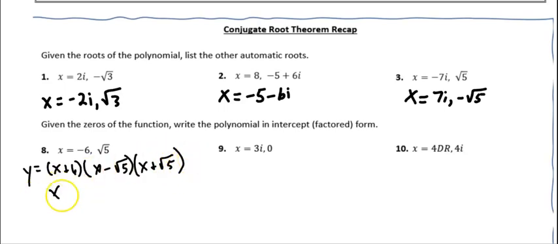So we're going to keep the x plus 6, but these complex roots, we're going to make their factor this quadratic factor, so being x squared minus 5.